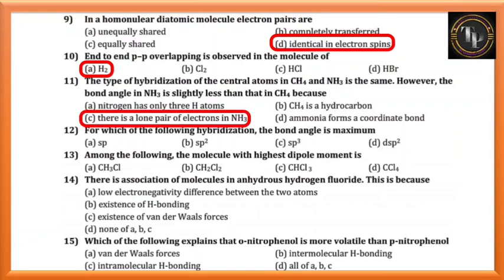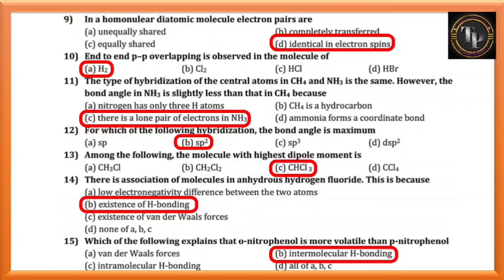Yes. For which of the following hybridizations is the bond angle maximum? sp. Among the following, the molecule with the highest dipole moment: CHCl3, chloroform. There is association of molecules in anhydrous hydrogen fluoride. This is because of the existence of hydrogen bonding. Which of the following explains that ortho-nitrophenol is more volatile than para-nitrophenol? Intramolecular hydrogen bonding.